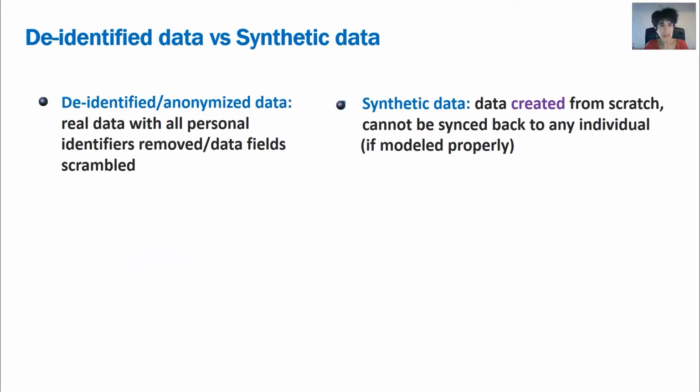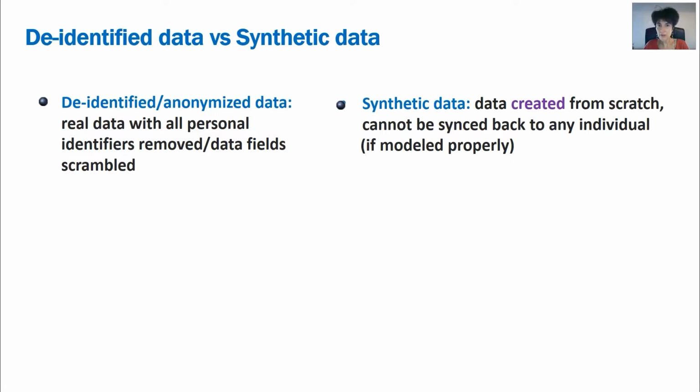One way in which healthcare data has been shared with researchers so far has been by using de-identified or anonymized data. And this is real data with all personal identifiers removed and data fields scrambled. However, such de-identified anonymized data has its limitations. One of them is the fact that such data is often not private. And there have been reported in recent years numerous privacy breaches and re-identification being possible on such de-identified datasets. There are also other limitations of such de-identified anonymized data for healthcare, and I will mention them a little later.